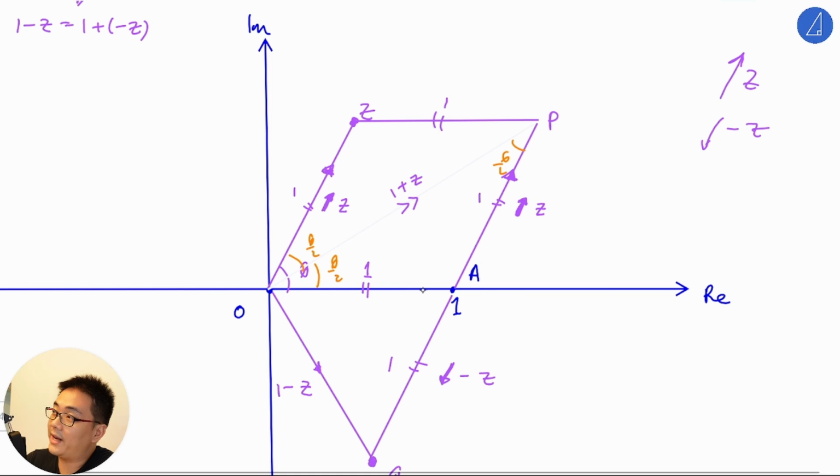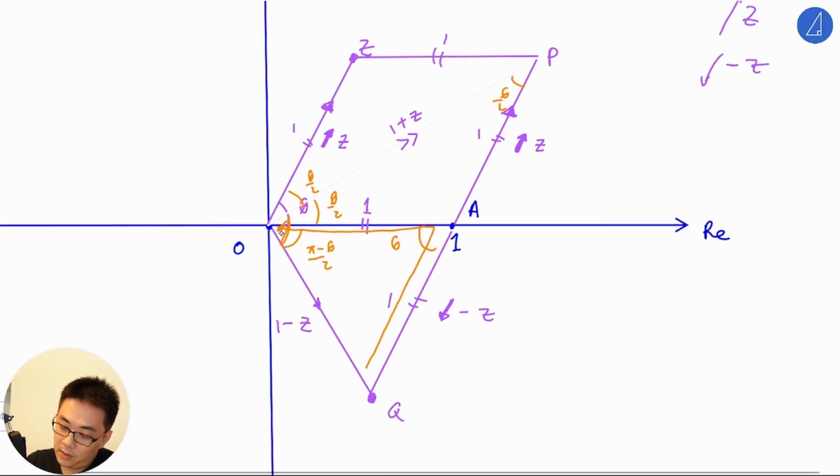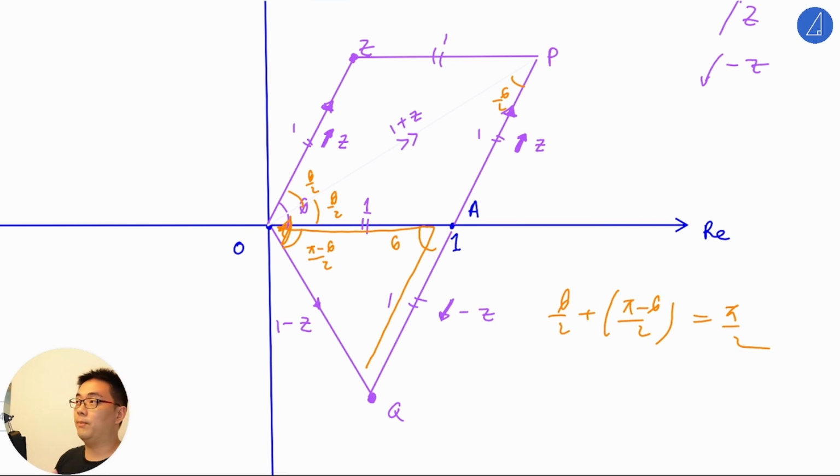Then this exterior angle of this triangle is theta, right? Because you just sum these both up, right? It will be theta, so then this would be pi minus theta over 2. Any issue? Because this is another isosceles triangle here. Then you add this up, you realize that theta over 2 plus pi minus theta over 2 will be pi over 2. Proven.